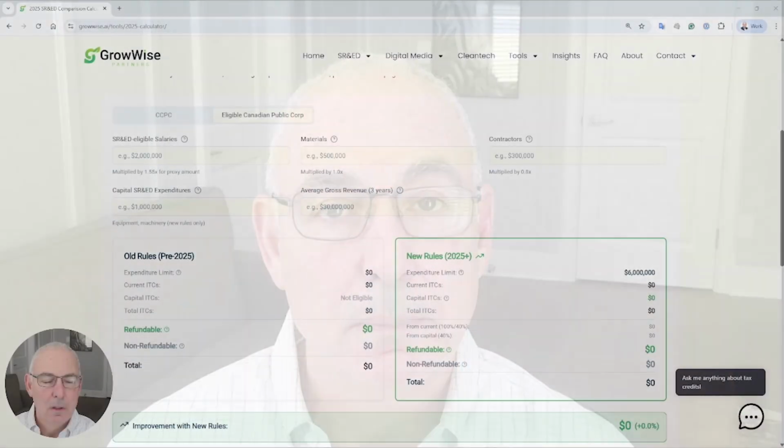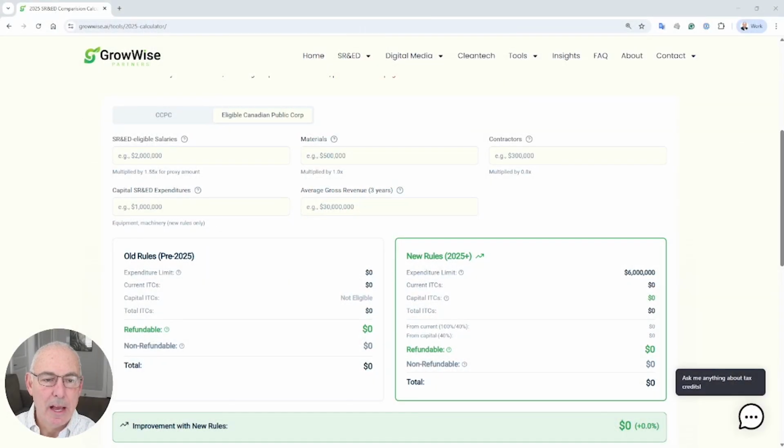There are three big changes the CRA has made. The first change is an ECPC, or an eligible Canadian public corporation. These are companies that are listed on a stock exchange in Canada that have more than a 50% Canadian ownership. These now qualify for special rules when it comes to SR&ED, including the enhanced tax credit and refundability. With an ECPC, the rules have changed dramatically.